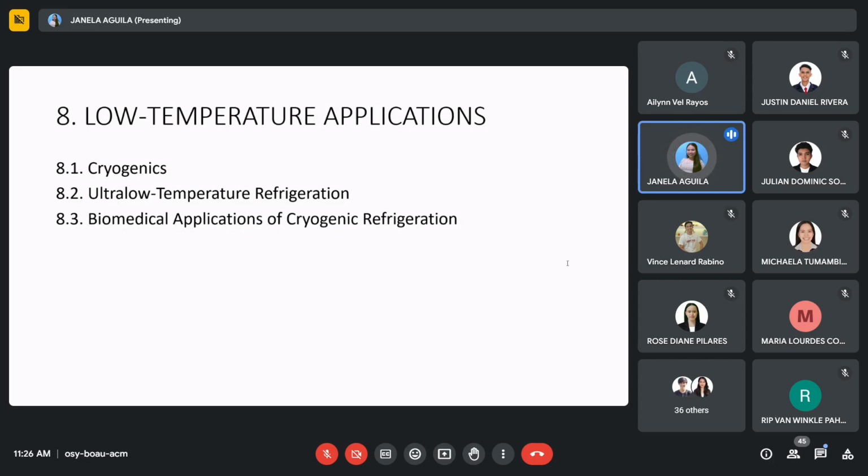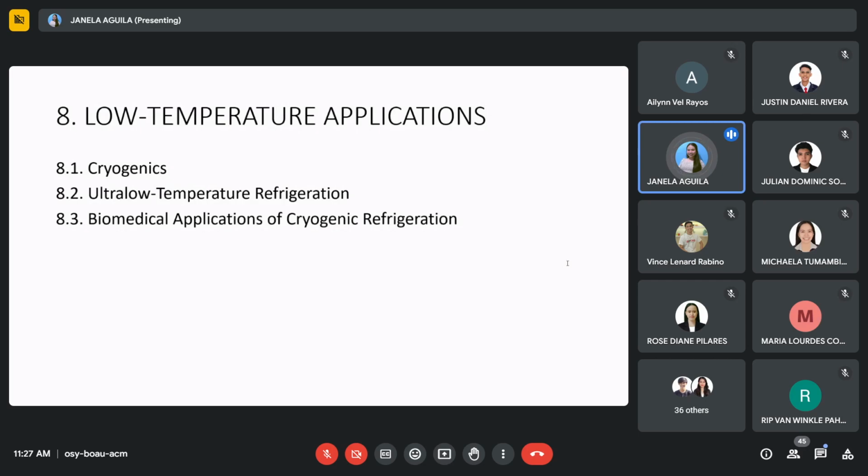While the ultra-low temperature or ULT refrigeration refers to refrigeration systems that can achieve and maintain temperatures below negative 70 degrees Celsius up to negative 94 degrees Fahrenheit. ULT refrigeration systems typically employ cascade refrigeration, which combines two or more refrigeration cycles to achieve the desired ultra-low temperatures.